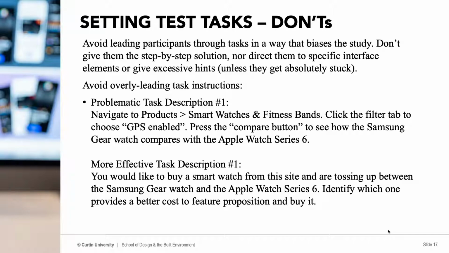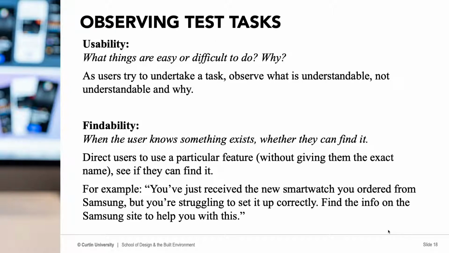So a more effective task description for a similar thing is you might say to the user, okay, your scenario is that you want to buy a smartwatch from this particular website, and you're deciding between the Samsung Gear or the Apple Watch Series 6. Now identify which one provides a better cost to feature proposition, and I want you to buy that product. So you're essentially telling them to go through steps that are really representative of what you might genuinely do. Any of you who are interested in online shopping have probably over the last week or two done something very similar, comparing two products, thinking about which one you want to buy, and then buying it. So it's a very reflective kind of task.